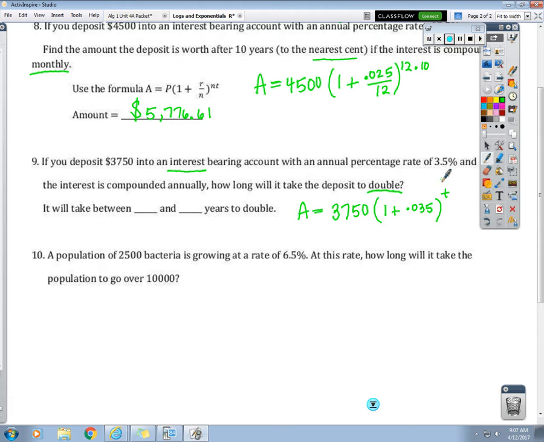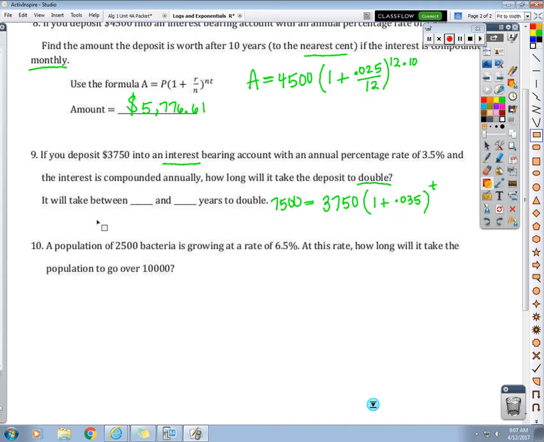What would this double to be? What's 3750 doubled? It's 7500, right? And that's what you plug in for A. You're trying to figure out how long it will take before it's $7,500, because that's double what you started with. Okay, so now that it looks like this, what would we do?